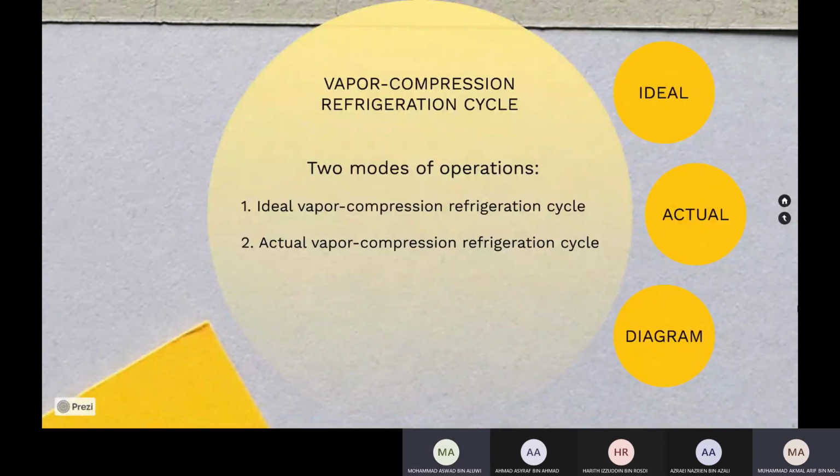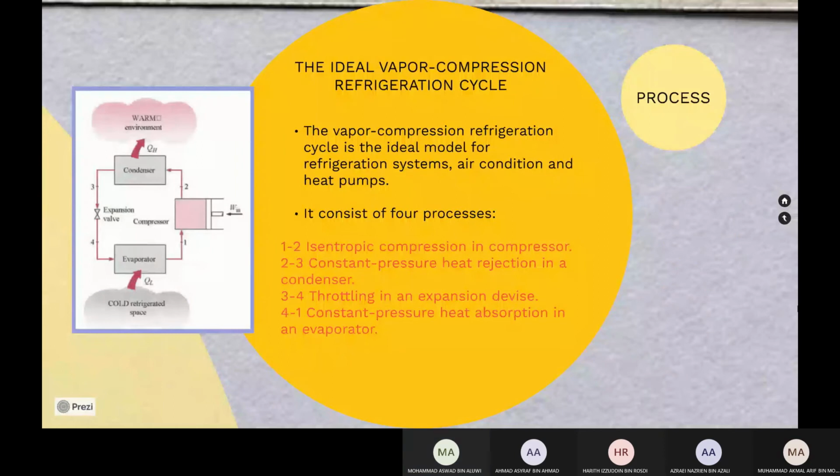So there are two vapor compression refrigeration cycles. First is the ideal vapor compression refrigeration cycle. Second, the actual vapor compression refrigeration cycle. The vapor compression refrigeration cycle is the ideal model for the refrigeration system, air conditioner and heat pump.